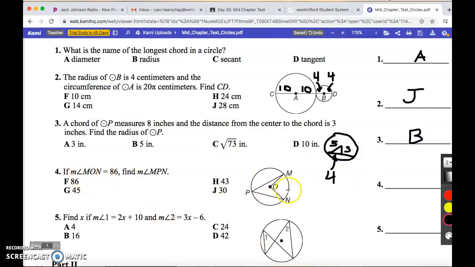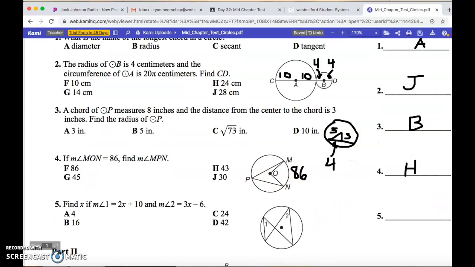Next one, MON is 86. So if this angle is 86, you know that this arc is also 86. So that's your central angle. But MPN is an inscribed angle, so that's half of 86, which, boom, 43. So that's H. So make sure, inscribed angle is half the arc, central angle equals the arc. Make sure you remember that.